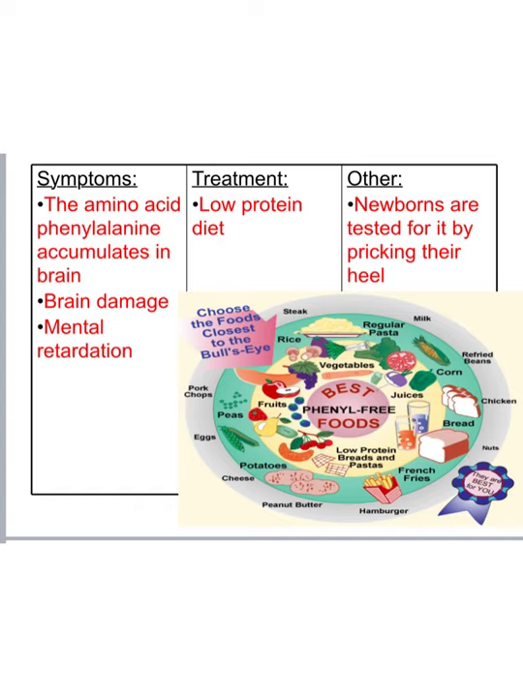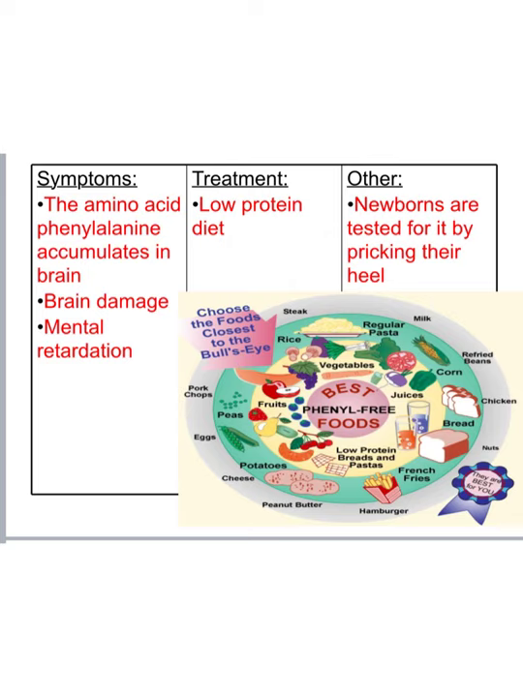Treatment, obviously, they can't eat a lot of protein, especially protein that contains phenylalanine. So they have to be on a low protein diet. You can see on the picture that they should stick in the yellow area. They should only be eating in their lifetime vegetables, fruits, very low protein breads and pastas, and juice. They should avoid anything in green, which is typical food: rice, pasta, corn, bread, french fries, hamburgers, peanut butter, potatoes, peas, and obviously very much so avoid anything in the purple.